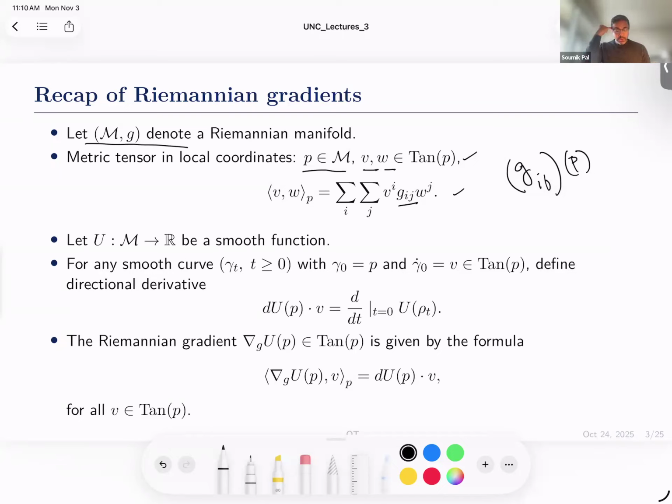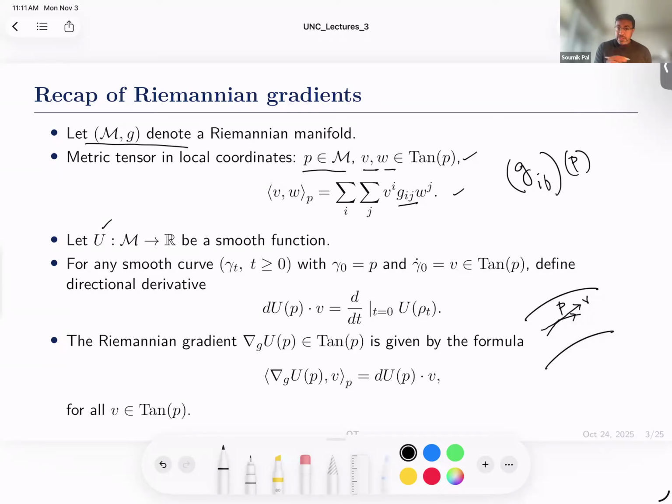Now, if I have a smooth function U from the manifold to the real line, I want to define the derivative, the gradient, of this function U on this manifold. That's my goal here. There is a very natural way to talk about the first directional derivative. So how do I define a directional derivative? Imagine this is my manifold. I have my point P, and I draw a curve passing through P with tangent given by V.